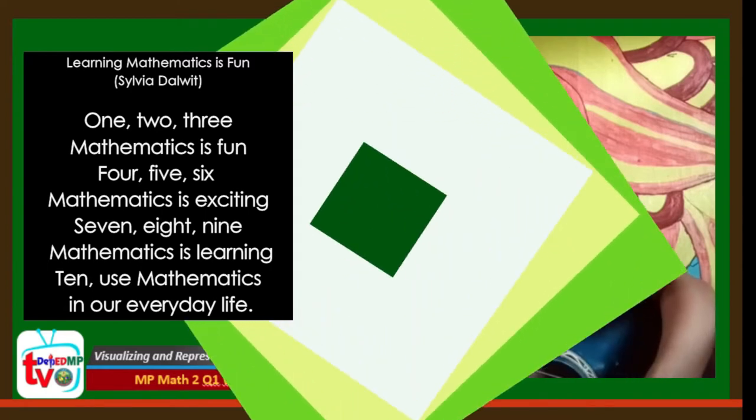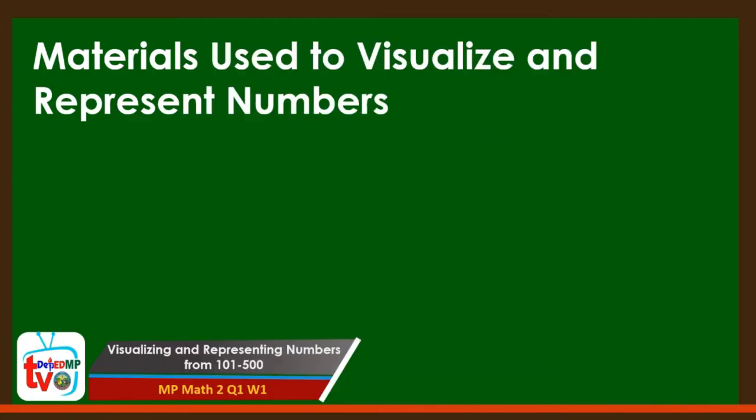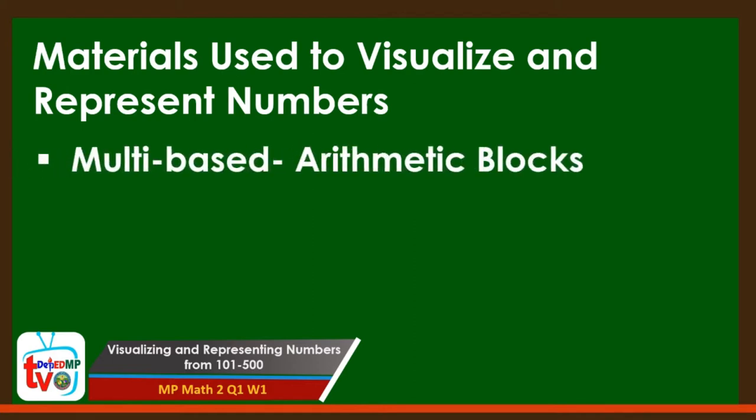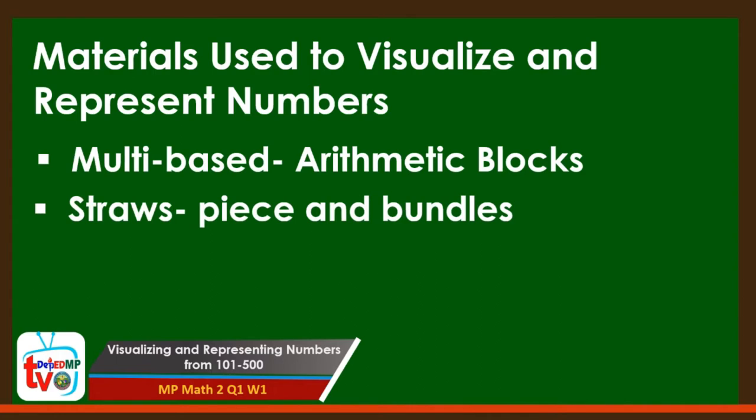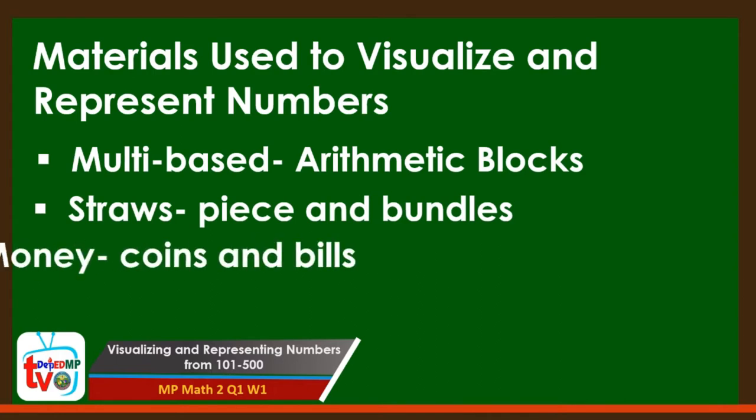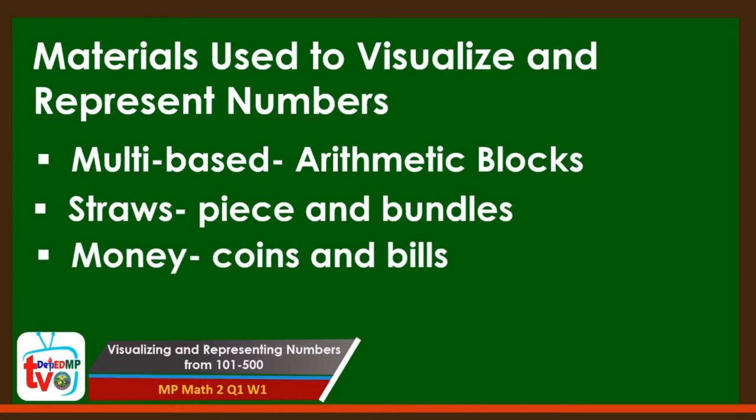Everyday life. Continue with our lesson. Let's learn about mathematical words and materials that will help us understand our lesson for today. So we have three materials used to visualize and represent numbers. Number one is multi-base arithmetic blocks. Number two, straws that are grouped in tens and bundles. And then we have money, that is coins and bills.